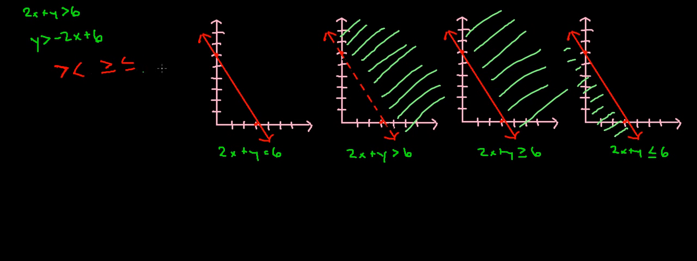If it's not or equal to, then the line itself is not included, and I draw it as a dashed line. If the line is included, greater than or equal to, so if there's a bar under here, if y was greater than or equal to minus 2x plus 6, then the points on the actual line would be included. The numbers that actually equaled 6 would be included, but in this example they are not. So when I draw the line, I do not include the points on the line, and I draw it as a dashed line.